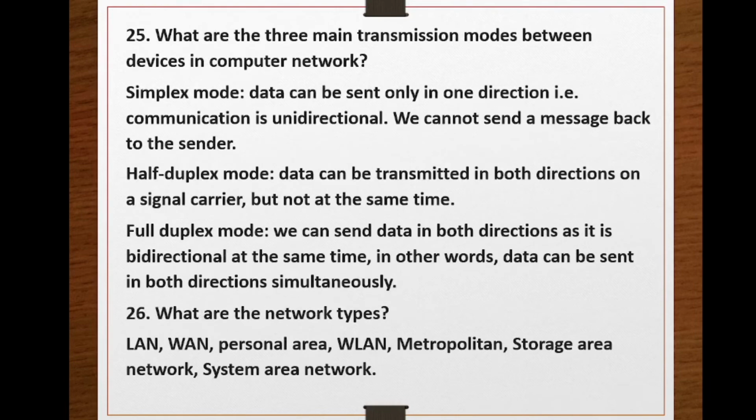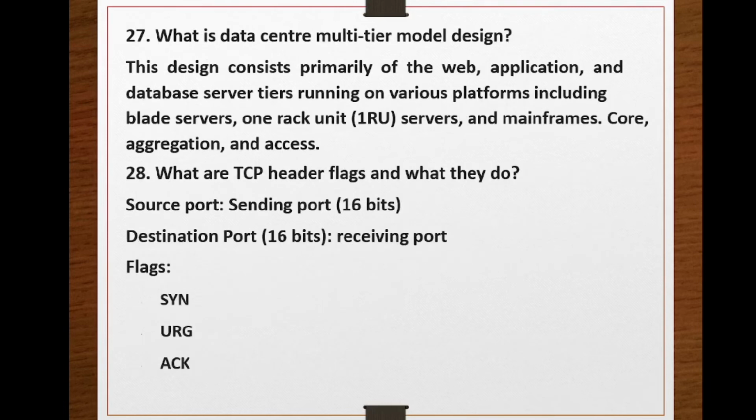What are the three main transmission modes between devices in a computer network? Simplex, half duplex, and full duplex mode. This is a very common thing. You can easily find out what simplex, half duplex, and full duplex modes are. You can pause the video and read on your own. What are the network types? LAN, WAN, personal area network, WLAN, metropolitan area network, storage area network, and system area network.